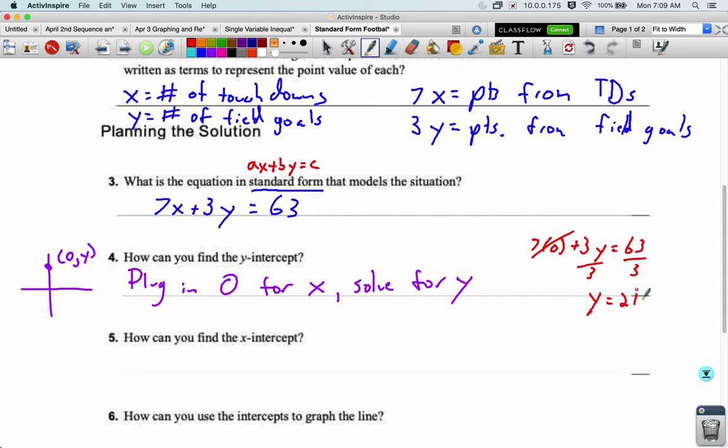So what does this actually mean? What this means is that if I scored 0 touchdowns, I could still get a score of 63 if I scored 21 field goals. All right, so how can you find the x-intercept? Well, just reverse what we did here. If we plugged in 0 for x and solved for the y-intercept, then we can find an x-intercept.